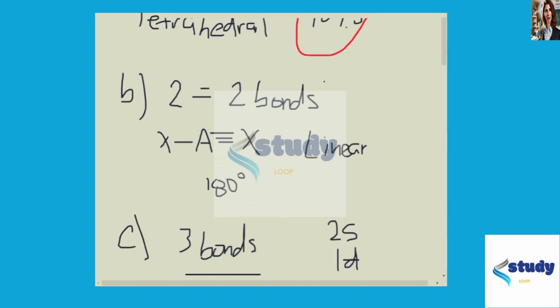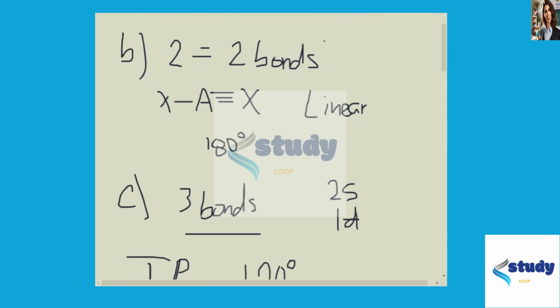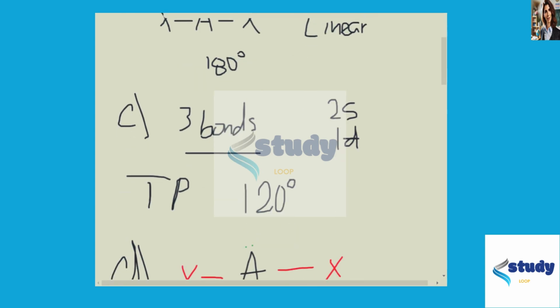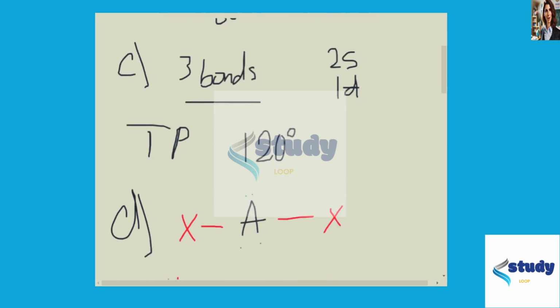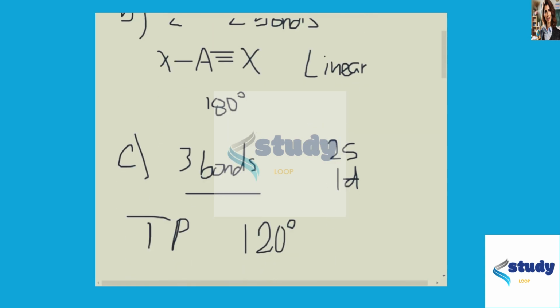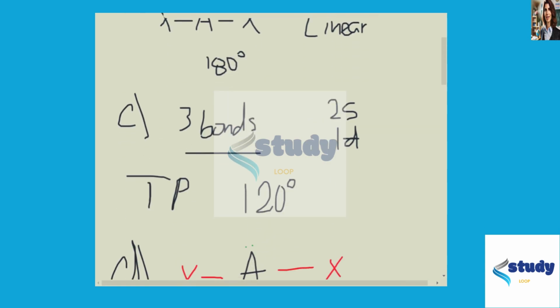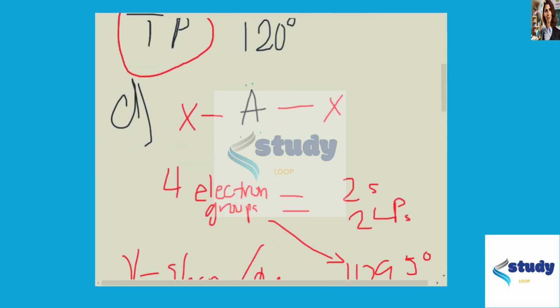For B, you have two bonds. Right, so you have A single bonded to an X, and then A triple bonded to another X, linear, 180. For C, you have three bonds again, two single, one double. Three electron groups want to get into a trigonal planar shape, and it wants to get as close to 120 degrees as possible.